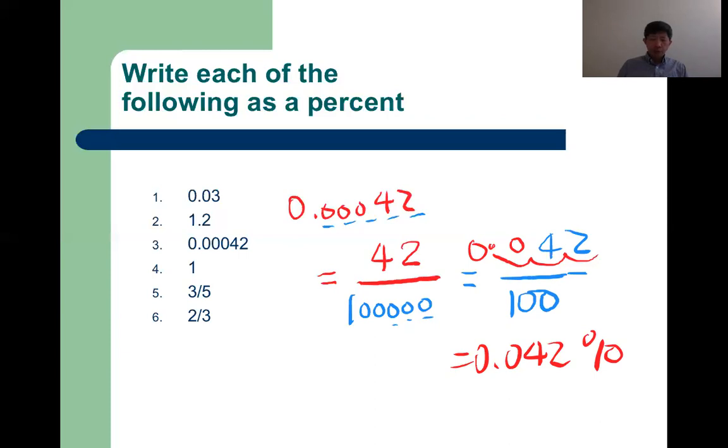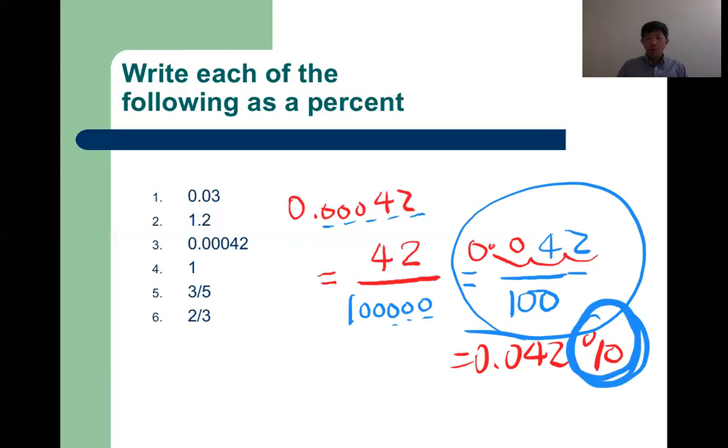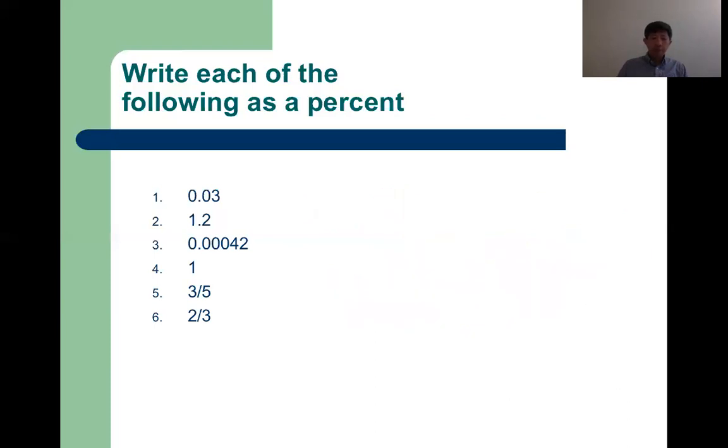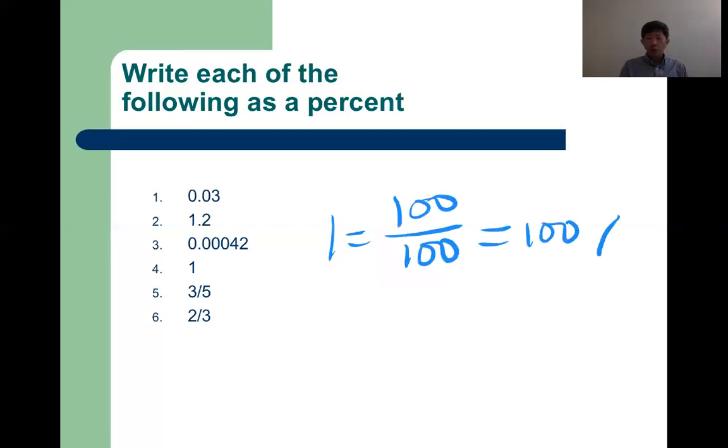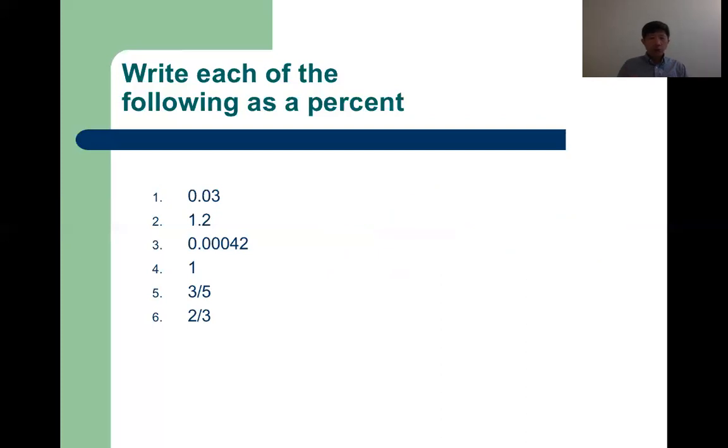This is how we find the answer, okay? First of all, you have to change anything into something divided by 100, right? And actually, this symbol means divided by 100, which is percent, okay? Next, 1 actually is 100 over 100. So therefore, it is 100%, right? Good. Now, what about the next one?